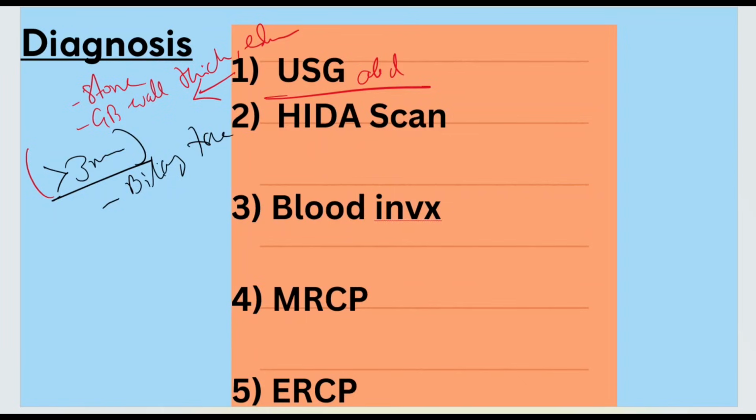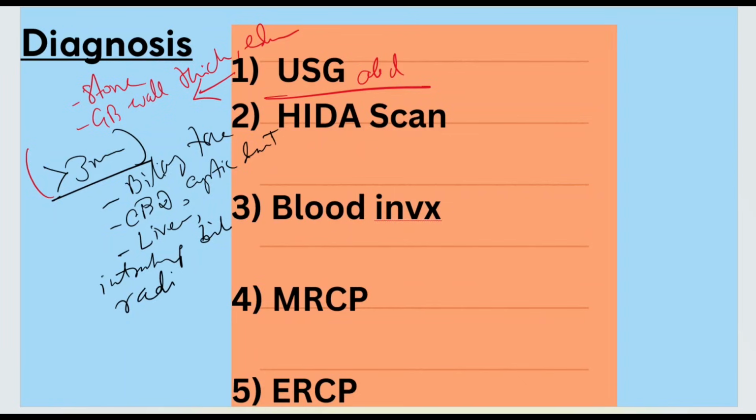Then we can look for the entire biliary tree. We can see the CBD. Is there any presence of stone in the CBD? Cystic duct diameter, CBD diameter. Then liver and intrahepatic biliary radical also we can see. Pericholecystic collection. These are some of the important signs that we see in ultrasound abdomen.